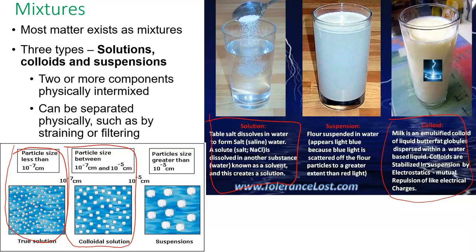Then you have a suspension. The suspension is going to have slightly larger particle sizes. An example here is flour and water. It looks to be a little light blue, not so much in this picture, but if you did it at home with some flour and water, it would be, because blue light is scattered by the flour particles to a greater extent than red light is. But anyway, the flour is going to be bigger particles, and they will literally just sit in the water.